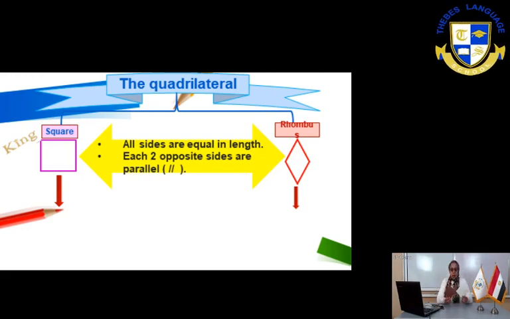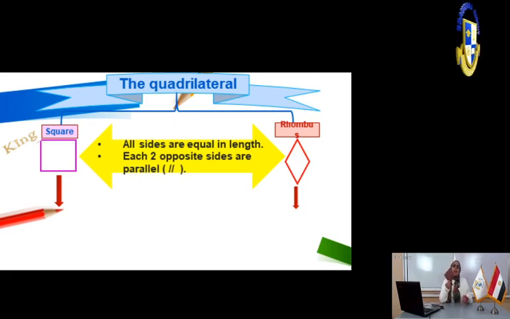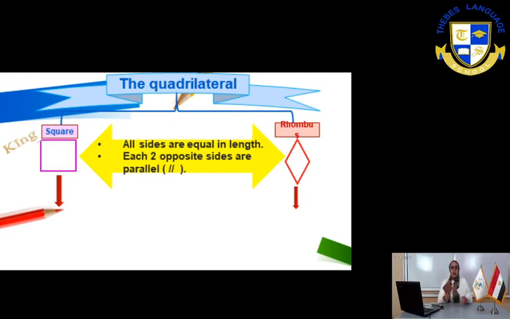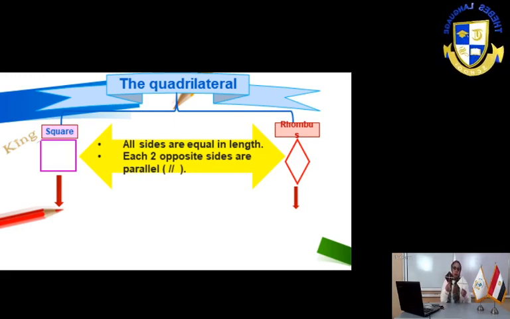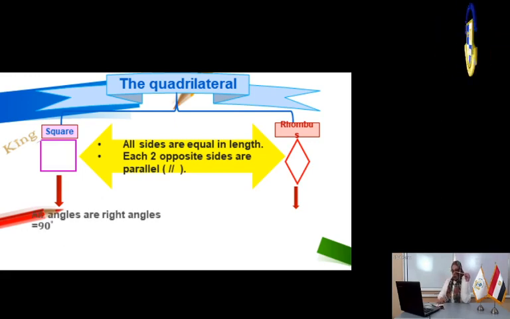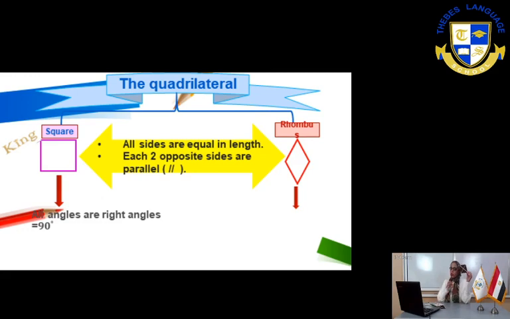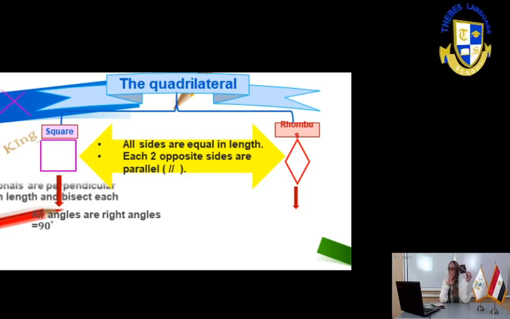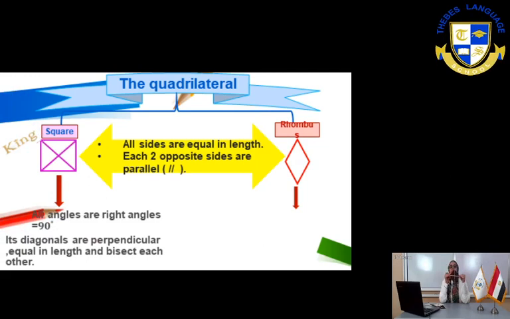We have the same property for the square and rhombus: in the square, all sides are equal, and also in the rhombus, all sides are equal, and each 2 opposite sides are parallel in the rhombus and in the square also. What is the difference? The difference here is in the diagonals. The diagonals of the rhombus are perpendicular like the square, but not equal in length, and they bisect each other.